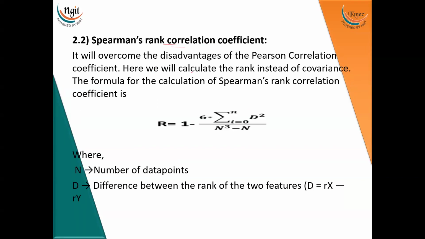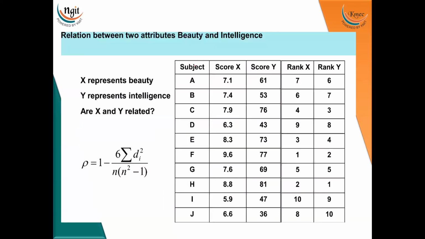Here, we will calculate the rank instead of covariance. The formula for calculation of this Spearman rank correlation coefficient is given by R equal to 1 minus 6 into sigma d square divided by n cube minus n, or else we can also say it is n into n square minus 1, where n is the number of data points and d is the difference between the ranks of the two features. Okay, let us solve one example using this formula.